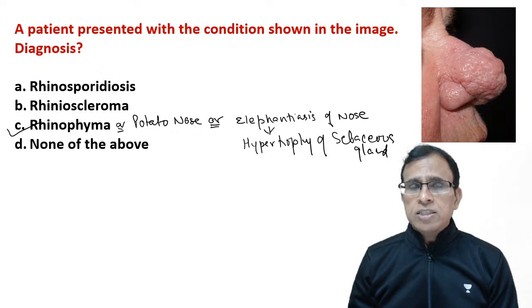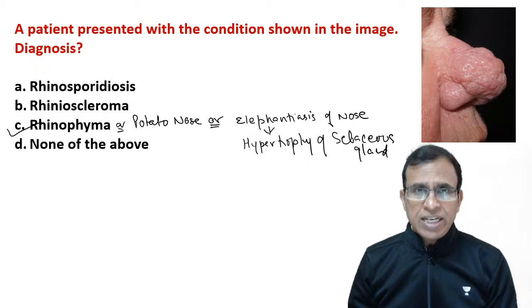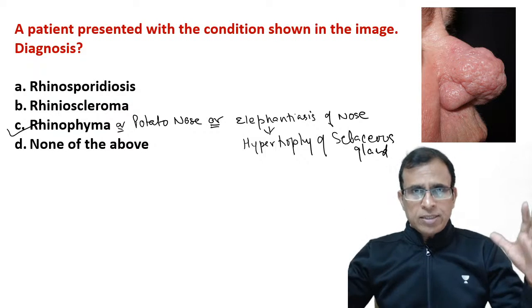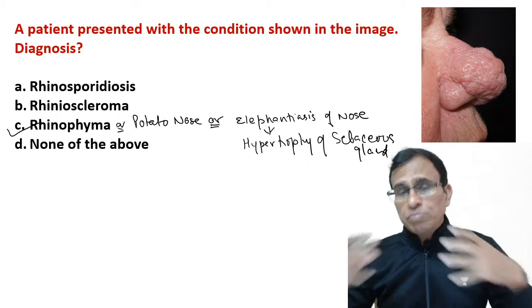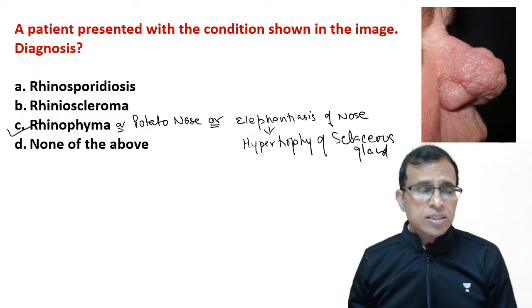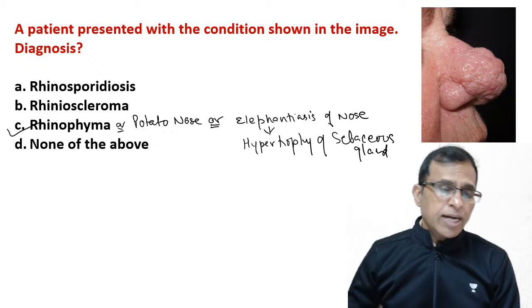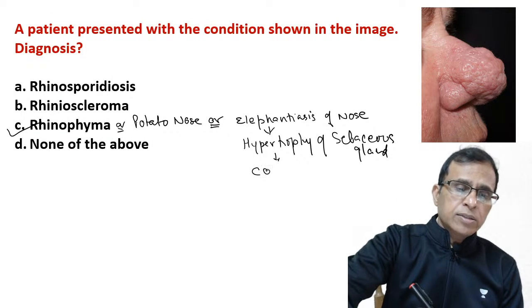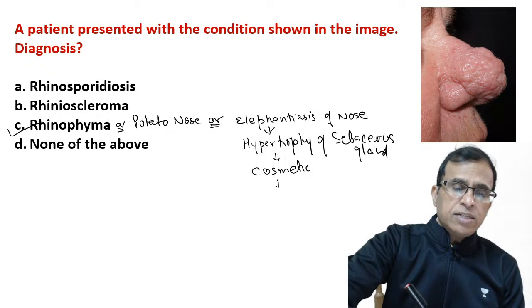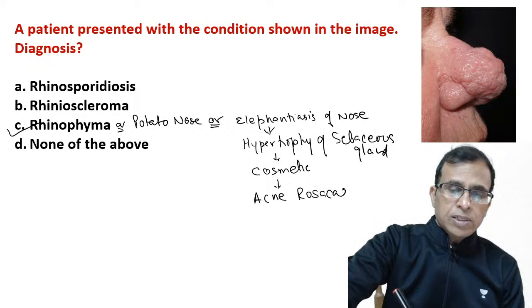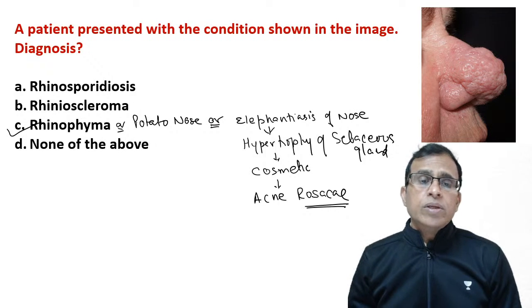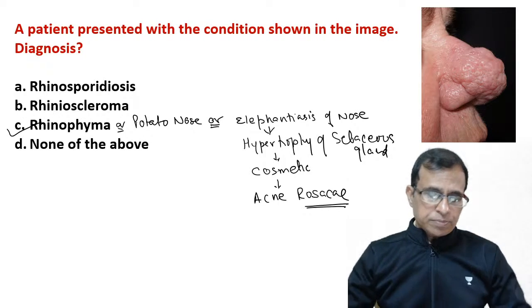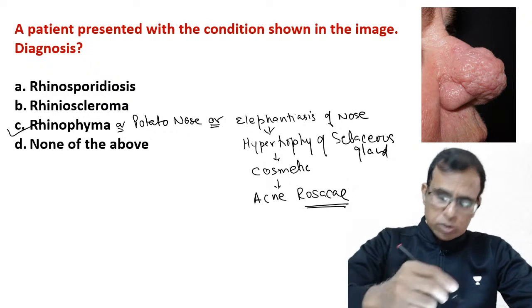In elephantiasis, it is mainly the limbs, essentially lower limb, and genitalia. All that area has swelling, enlargement of the limbs and the genitalia, and looks like an elephant. This also looks big, enlarged like an elephant. So elephantiasis, but nothing to do with that. And it's a cosmetic problem, so cosmetic surgery has to be done. And it is seen very much in patients with acne rosacea. People who tend to have acne rosacea, these are the patients who also have this rhinophyma, potato nose.